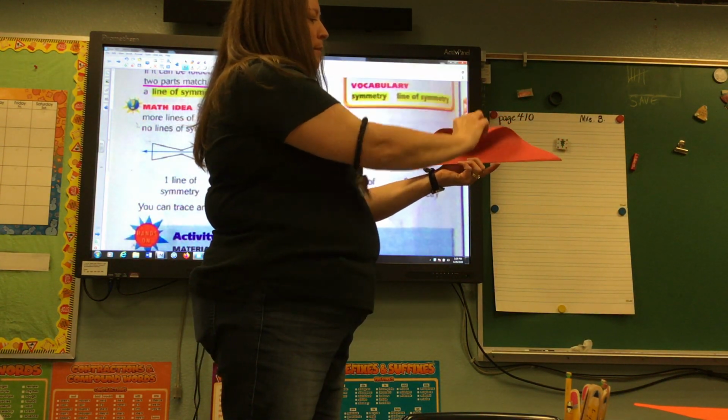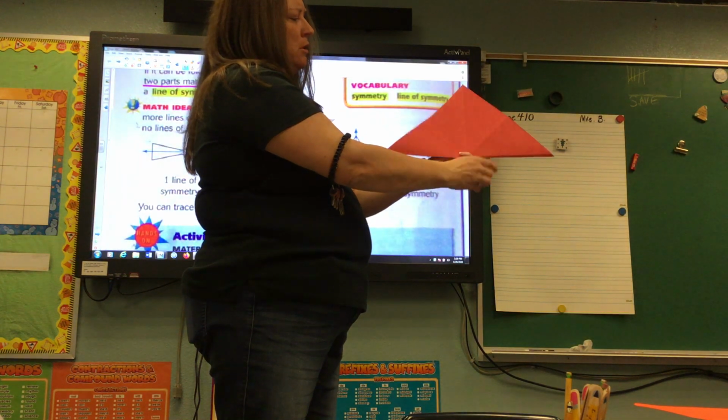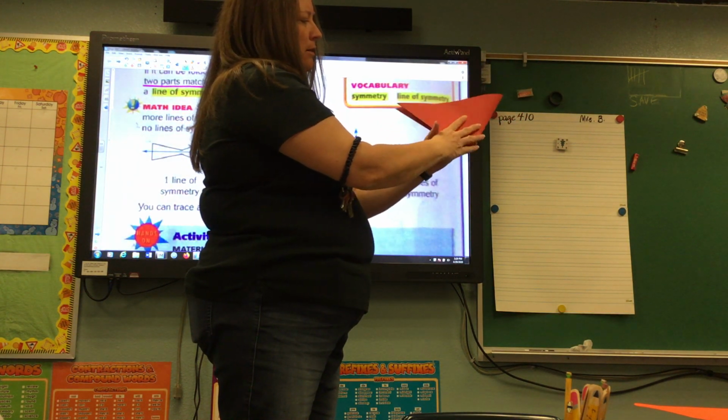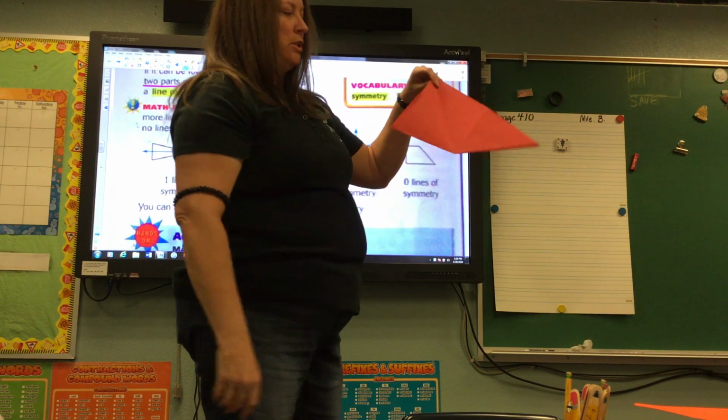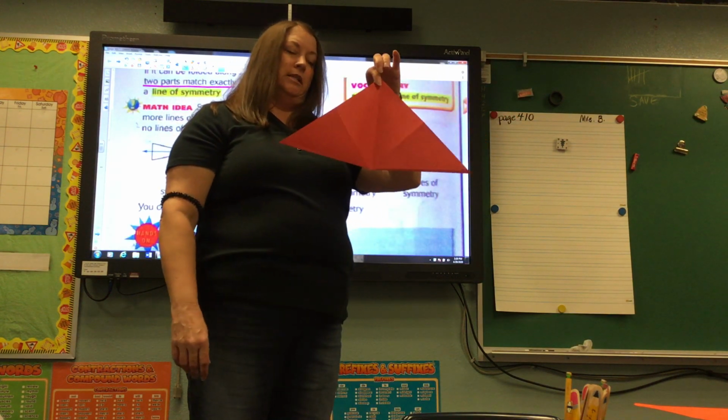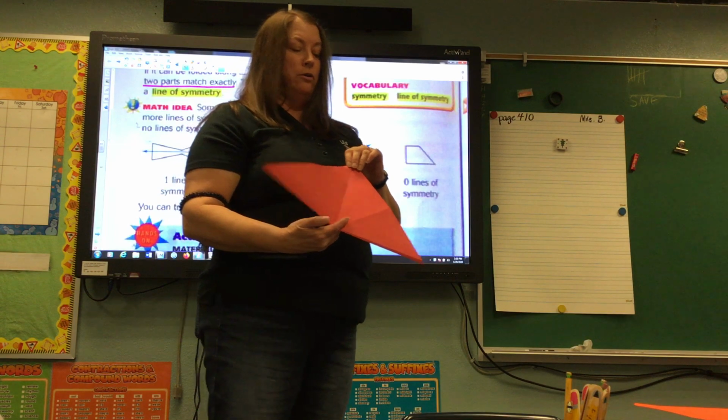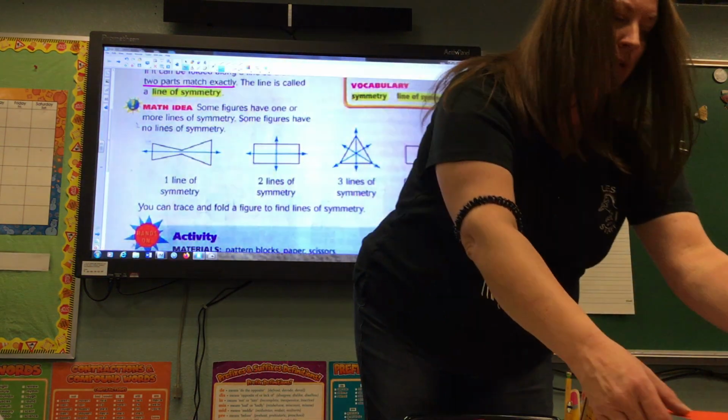Now if I folded the top down, well, that wouldn't match. What if I folded it this way? Would I have a line of symmetry down the middle? I would. Now it works on this triangle, the isosceles, and it will also work on an equilateral. But what if I have one of these?